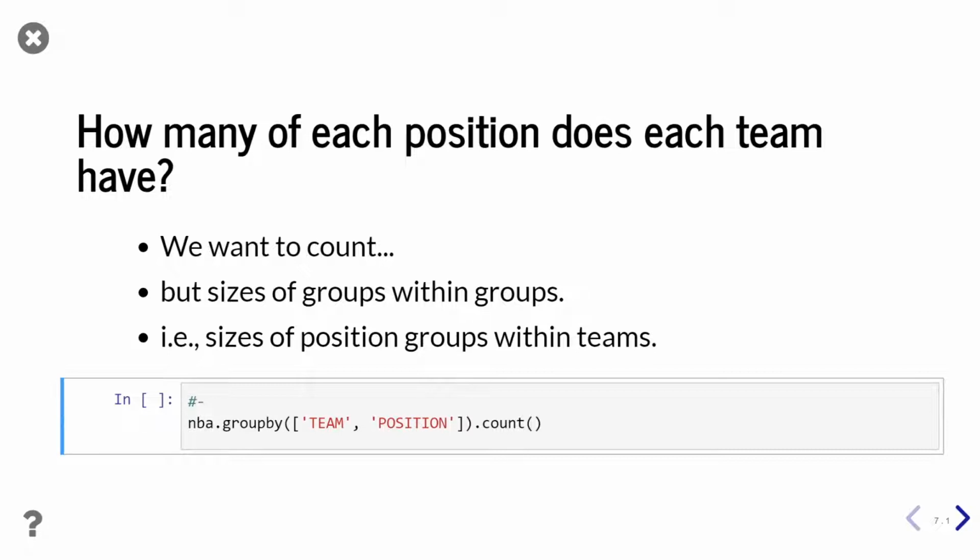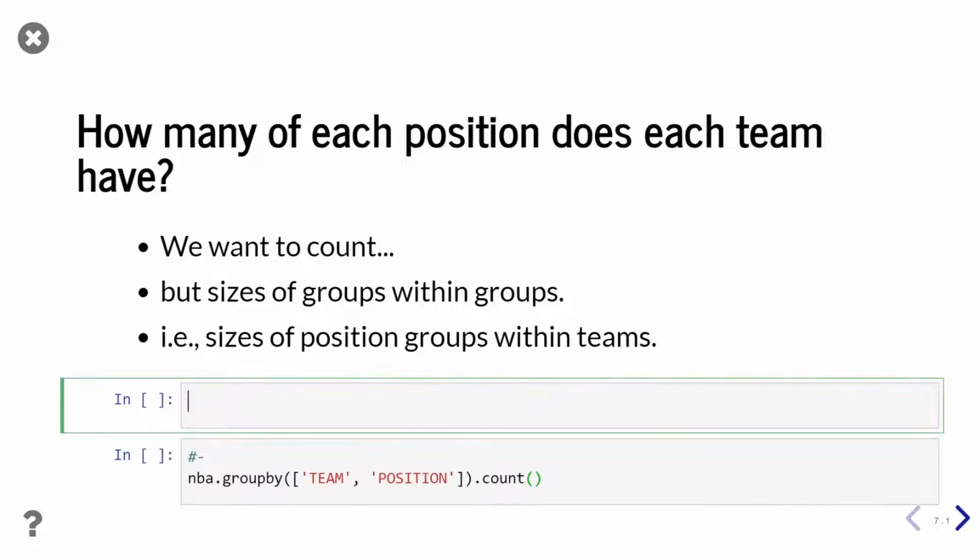It turns out we can do that with group by if, instead of just a single column name, we pass a list of column names. So here I have group by. I'm going to first group by team, the team column. So I'm going to make groups of rows which belong to the same team. And then I want to count the number of each position within that group.